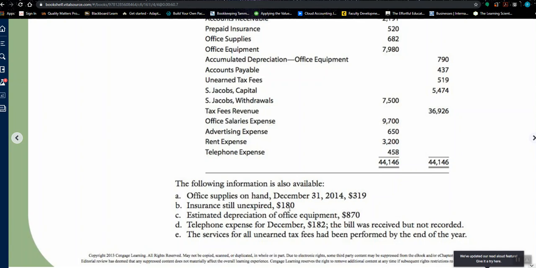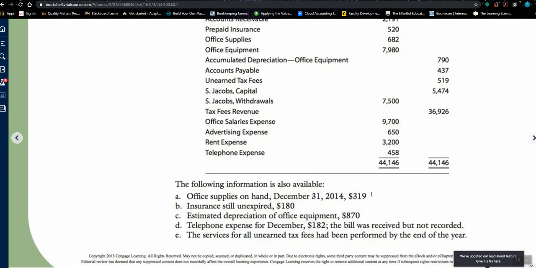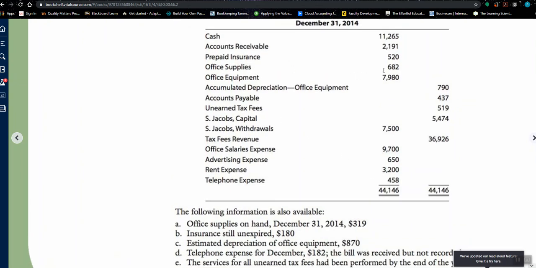So this first adjustment is office supplies on hand are $319. If you read chapter 3, you know that the $319 is what's left. We did start off with office supplies at $682. So $682 minus the $319, which is what's left, means we used up $363 worth of supplies. The $363 of supplies that is no longer there is what we actually need to record here. Again, this information is in chapter 3. If you read it, you'll know this is what you're supposed to do.